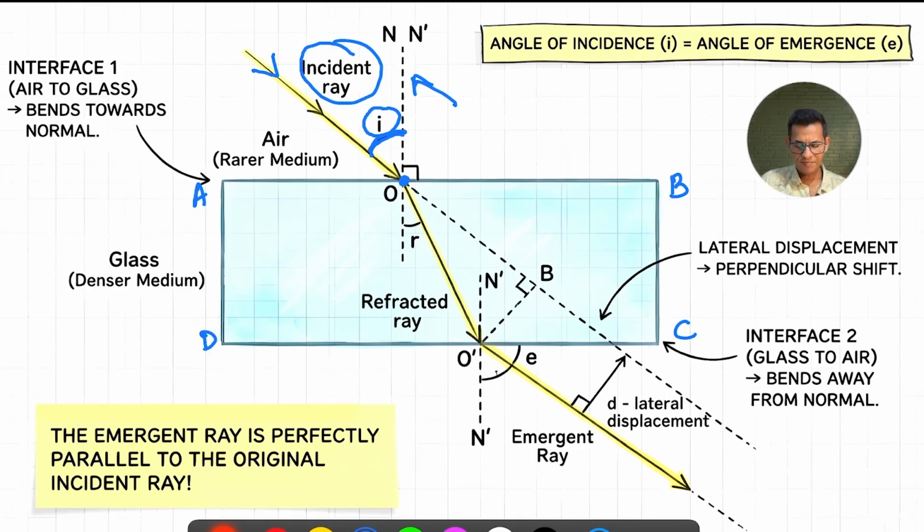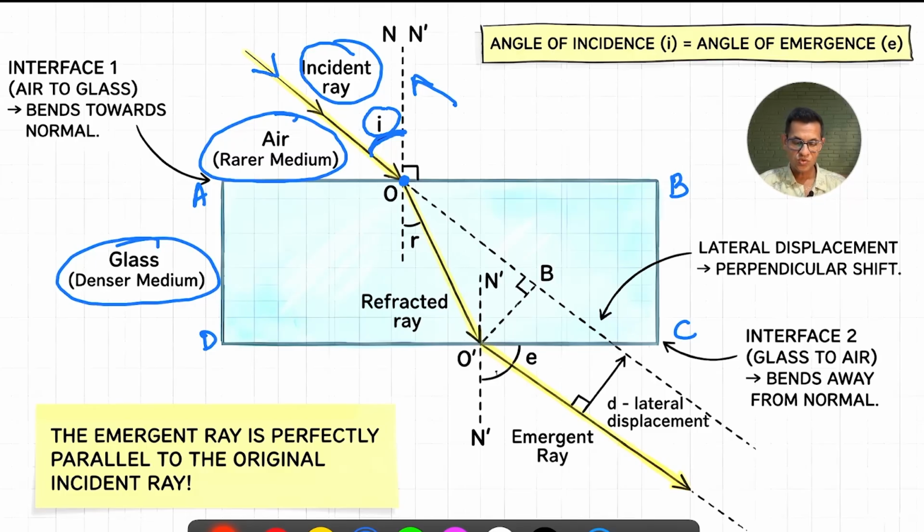Now this light ray at this particular point is entering from air to glass. Air is a rarer medium, meaning air has lesser density as compared to the glass. So glass is comparatively a denser medium.